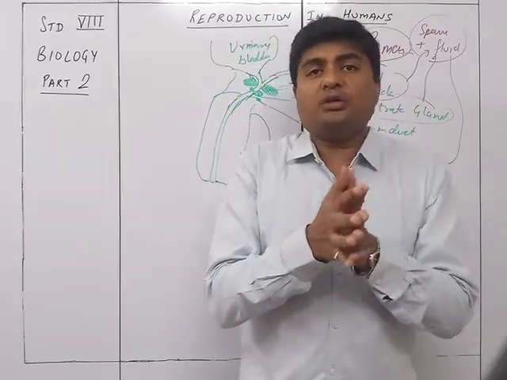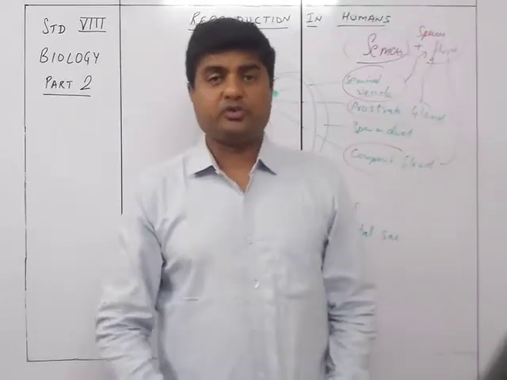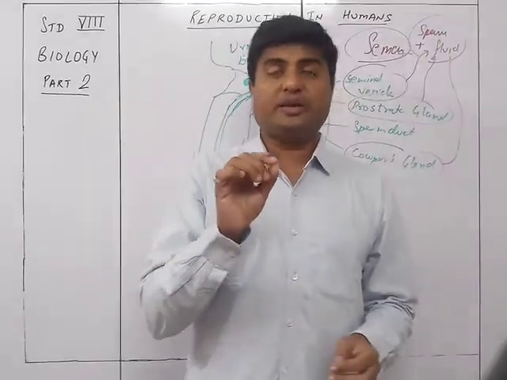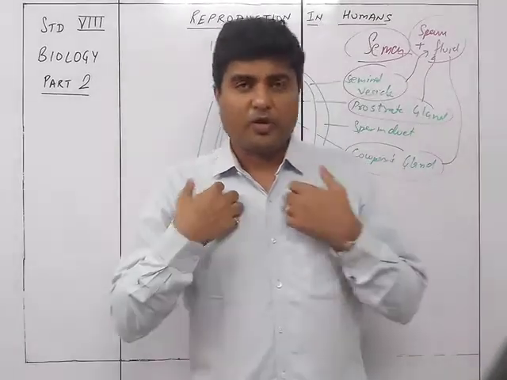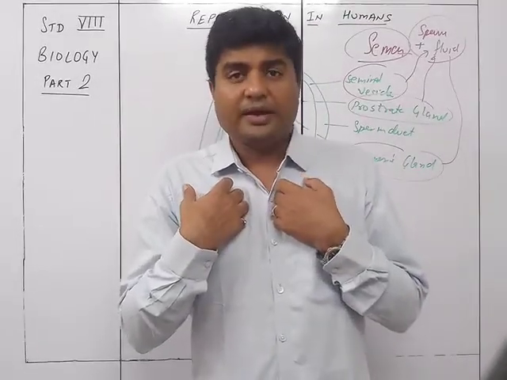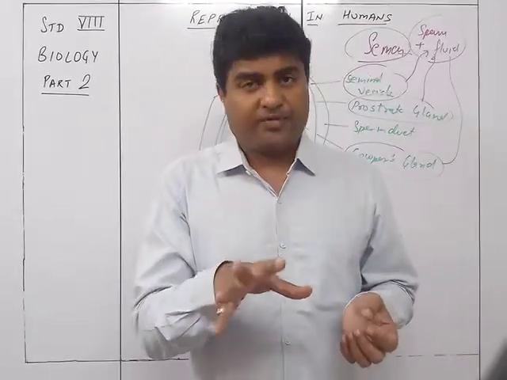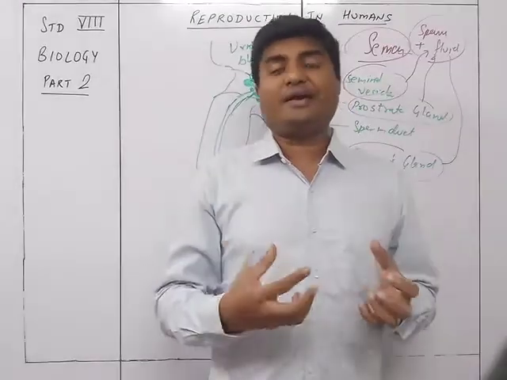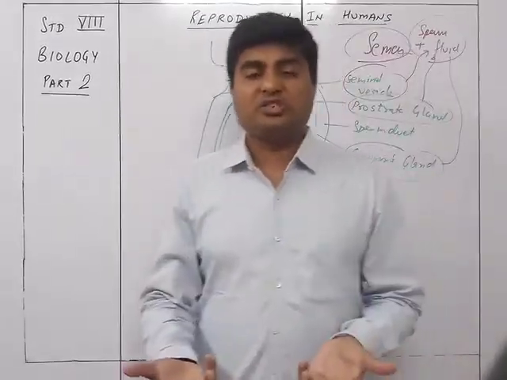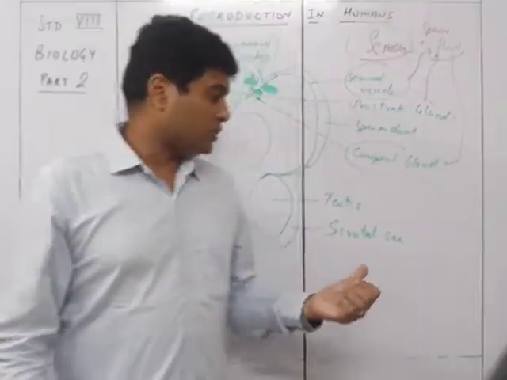Now this is because the production of sperm requires a temperature 2 to 3 degrees less than the body temperature. So if our body temperature is 37 degrees Celsius, the sperm requires it to be around 35. So that's why the testes are not connected to the body, but they are hanging outside the body in a sac called scrotal sac, or scrotum.